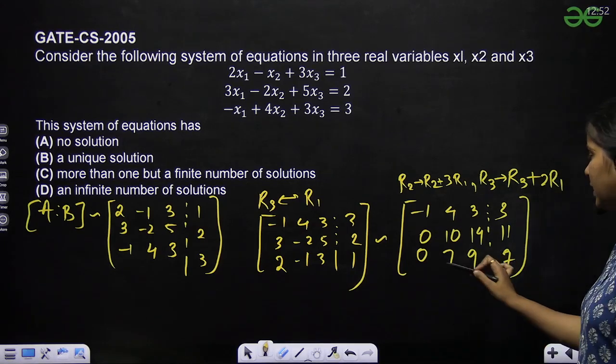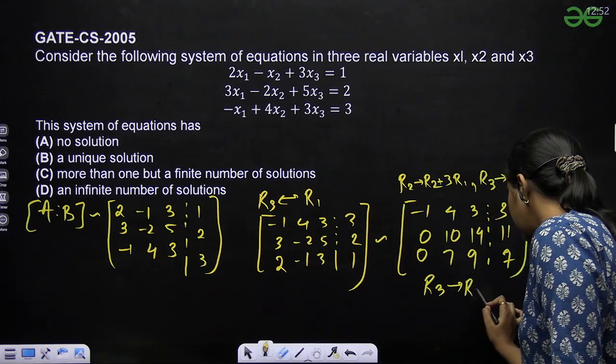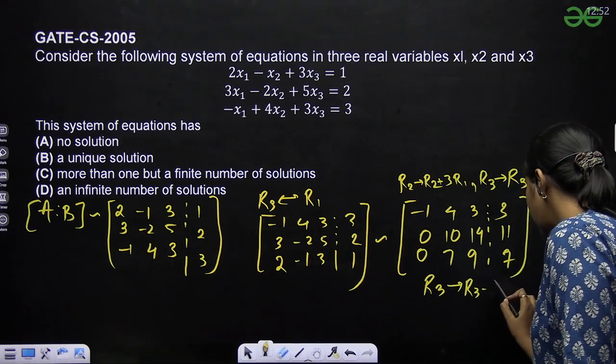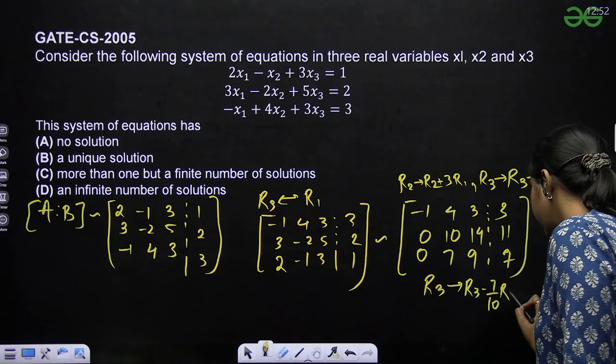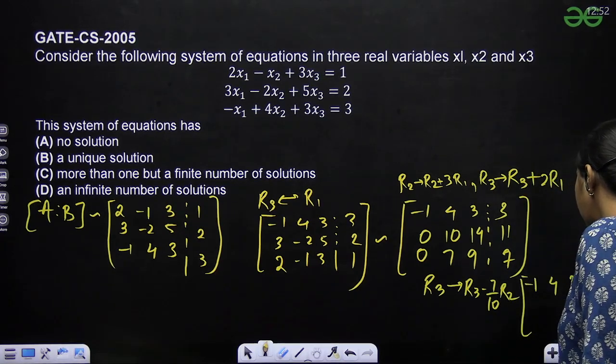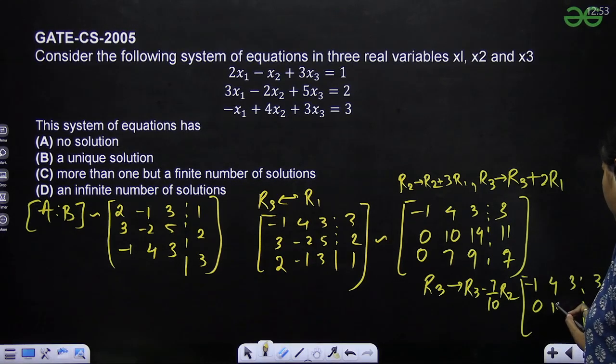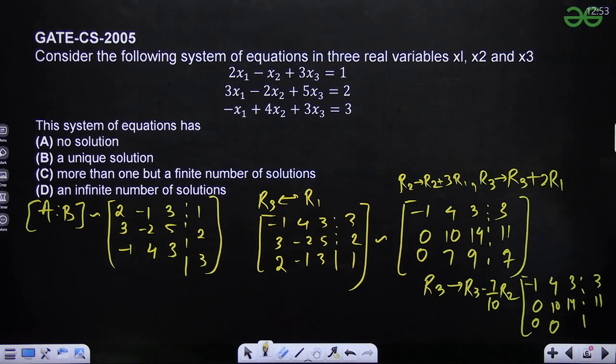Now I have to make this 7 zero. So to make this 7 zero, can I apply R3 tends to R3 minus 7/10 R2? If I solve this, -1, 4, 3, 3, 0, and this would be 10, 14, 11. This would be 0, 0, 9 minus 7 4s are 28, 7 1s are 7, 8, 98/10, -8/10.